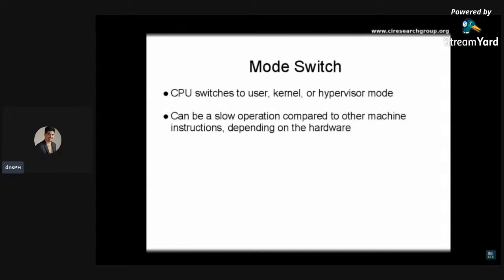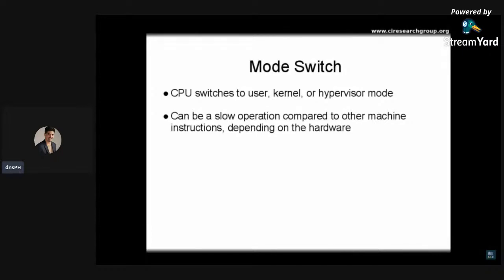Now, regardless of the number of modes available, whenever we wish to change modes for whatever reason, we have to perform something called a mode switch. And that occurs whenever the CPU switches into user mode, kernel mode, or hypervisor mode, or whenever an x86 CPU changes which protection ring is presently effective.